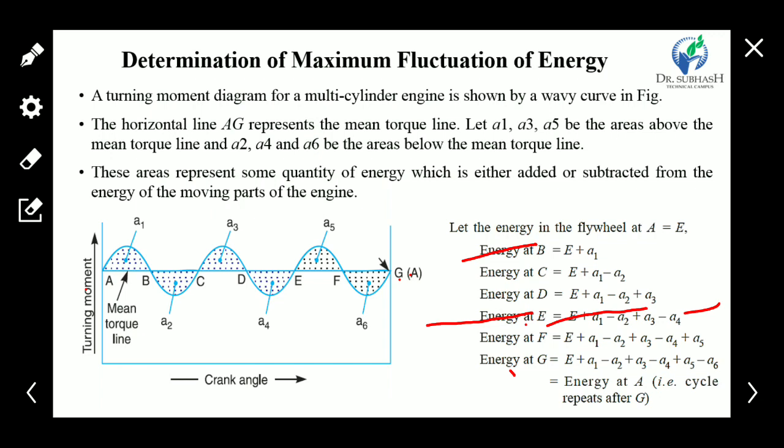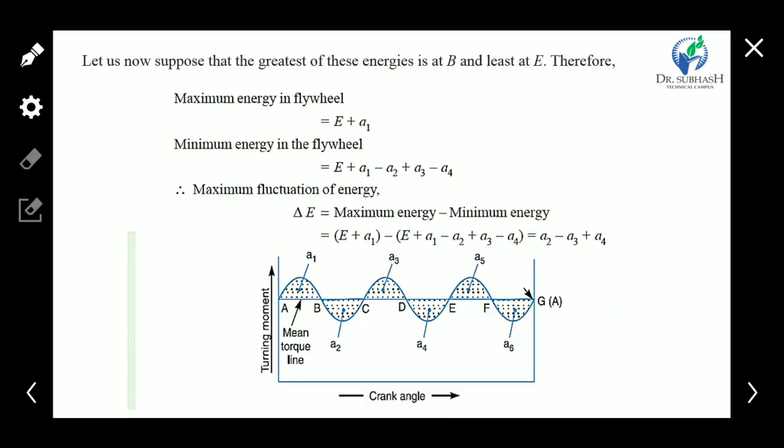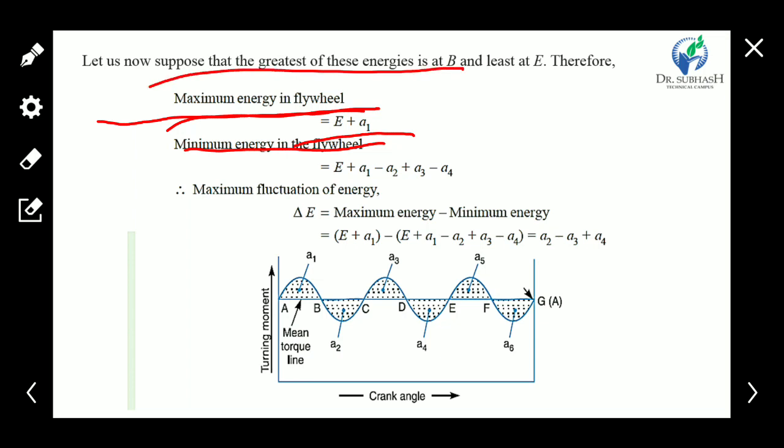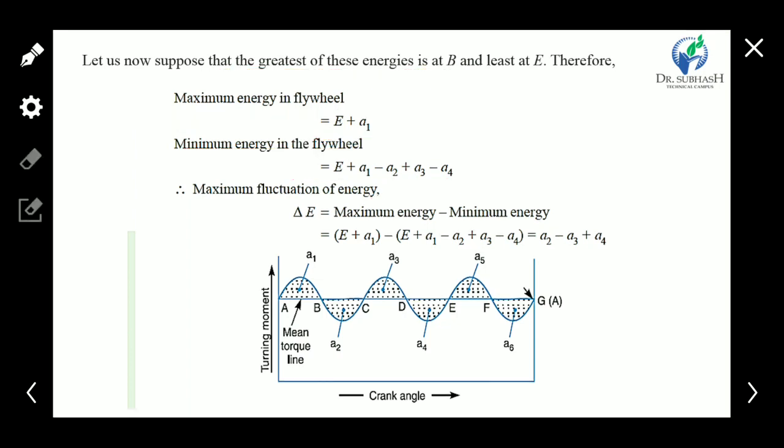Okay, so now we have two energies, the minimum and maximum energies. The maximum energy is E plus A1 at the B point, and the minimum energy at the E point is E plus A1 minus A2 plus A3 minus A4. Okay. Now we know that the maximum fluctuation of energy is the difference between the maximum and minimum. So maximum minus minimum energy gives A2 minus A3 plus A4. This is called the maximum fluctuation of energy.